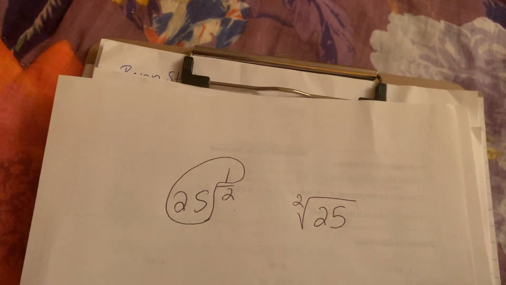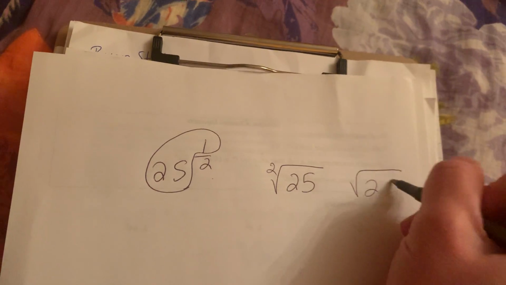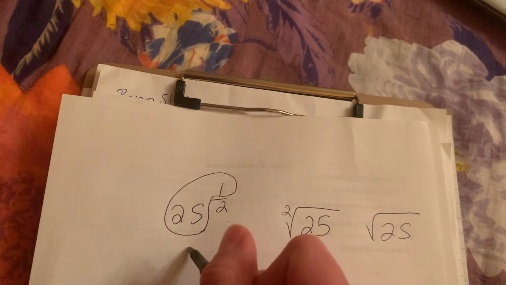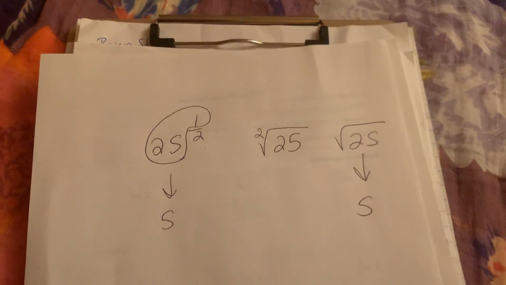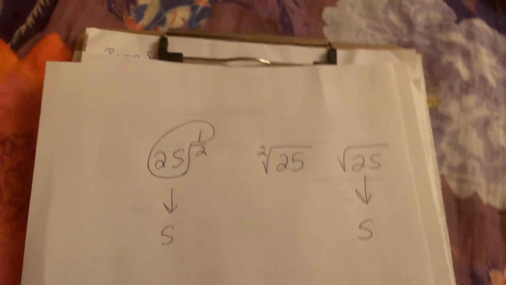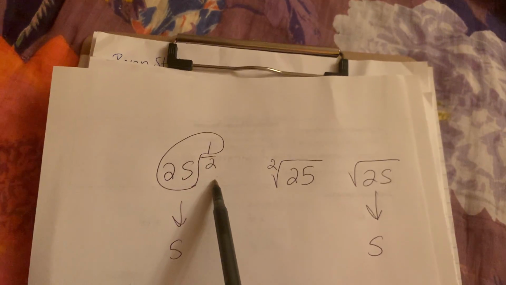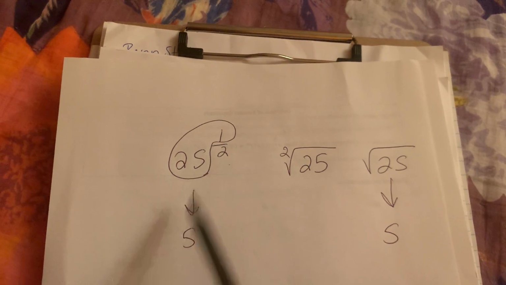If you have 25 to the 1/2, that is actually saying 25 to the first, which is 25, and then 2 is your index. These mean the same thing. You don't really write 2 because it's so common, so your answer is actually 5. Okay, so this is called a rational exponent because it's a rational number.